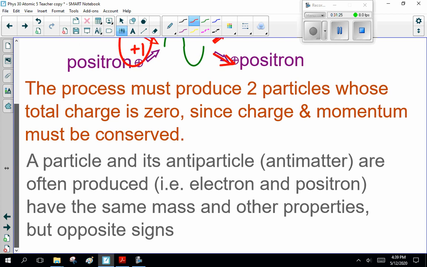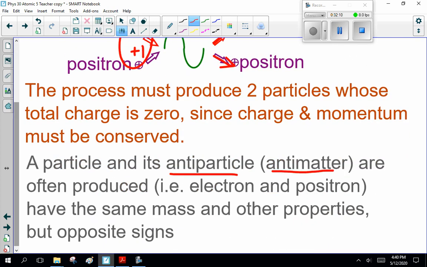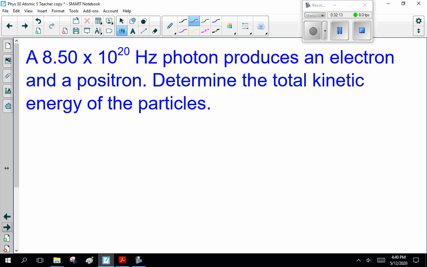Now, I want to stress here a particle and its antiparticle, antimatter, are often produced. For example, electron and positron, they have the same mass and other properties, but opposite signs. So if you've ever watched Star Trek where they talk about antimatter in the engine, that in theory works. It is one of the few reactions where you get really no byproducts. You have matter creating pure energy. If we could harness that energy, we would have heat pollution, but it would be very low pollution energy. Unfortunately, we have to make antimatter, which is incredibly dangerous, unstable, explosive and expensive to make, but we're working on it.